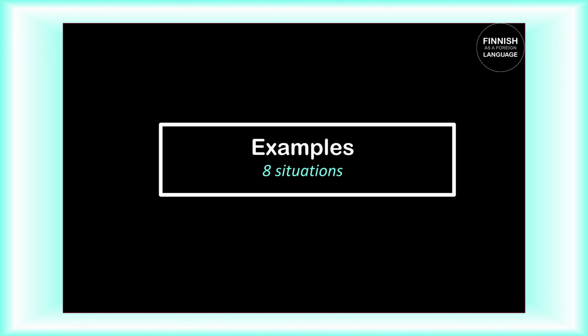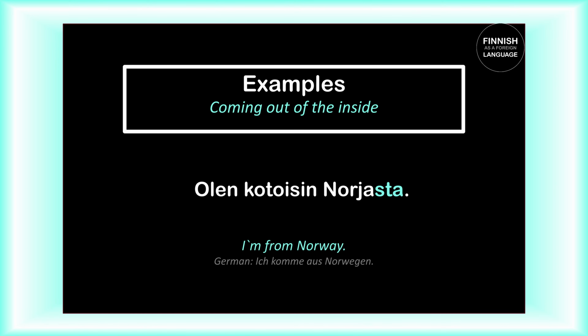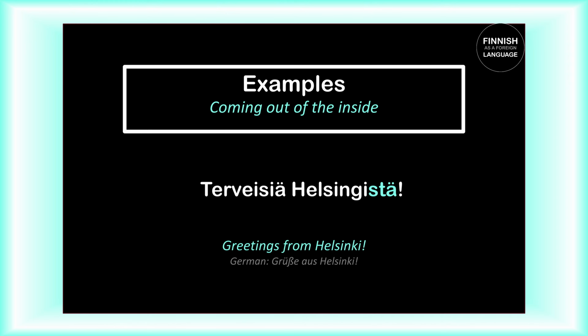Alright, now we move on to our next chapter, the example sentences. Here we are getting to know 8 situations where the elative case is required. So the first situation is when we want to express that something is coming out of the inside. Here's one example. Olen kotoisin Norjasta means I'm from Norway. So Norjasta here is the elative case of Norja, which means Norway. Another example is terveisiä Helsingistä means greetings from Helsinki. So Helsingistä here is the elative case of Helsinki.